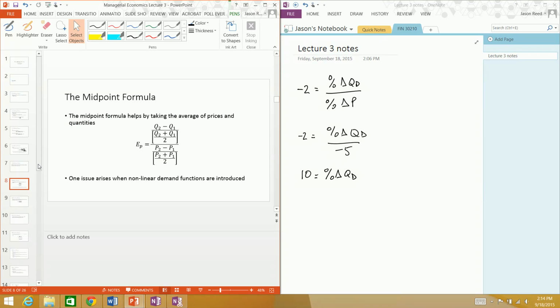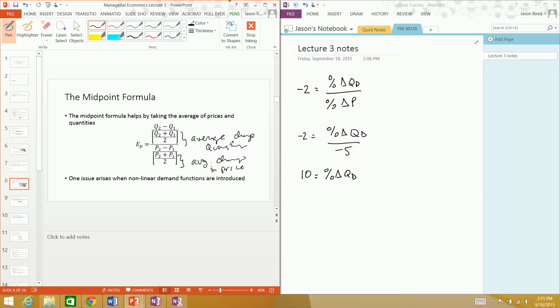So we move on. Is there a better way to calculate these methods? And there is, and we're going to use what we call the midpoint formula. Essentially what we do is take the average. The numerator looks at the average change in quantity, and the denominator here looks at the average change in price. So we have these average changes, and why we do this is very specific to the idea of elasticity.